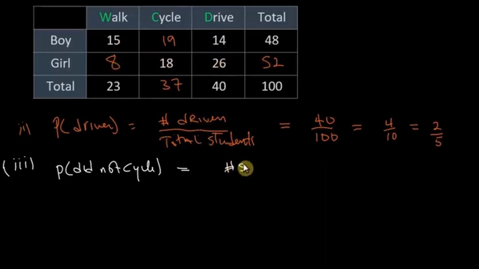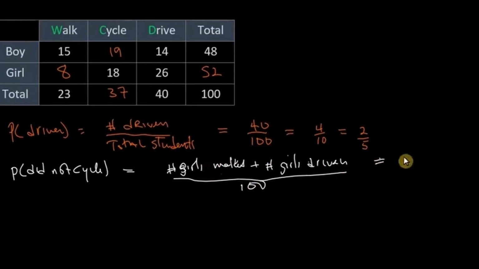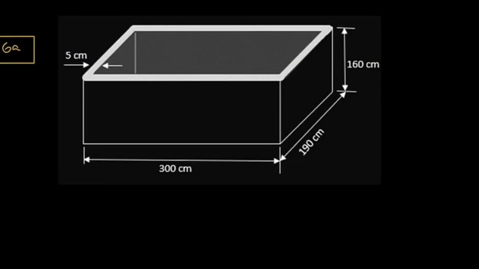So number of girls that walked plus number of girls that were driven over 100. So that's equal to number of girls who walked is 8 plus 26, number of girls who were driven, over 100. That is equal to 34 over 100, which is equal to 17 over 50. Let's move on to question 6a.